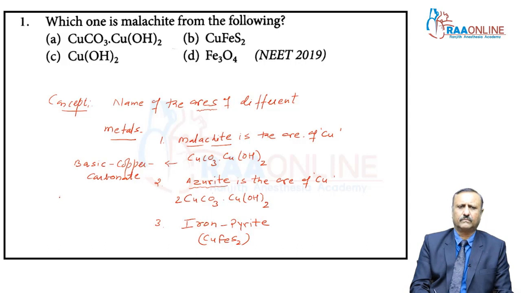When you can see the fourth ore, that is iron Fe3O4, it is given in this question. It is called, my dear students, magnetite. When you see the name of Fe2O3, it is also an oxide ore of iron. It is called, my dear students, hematite.